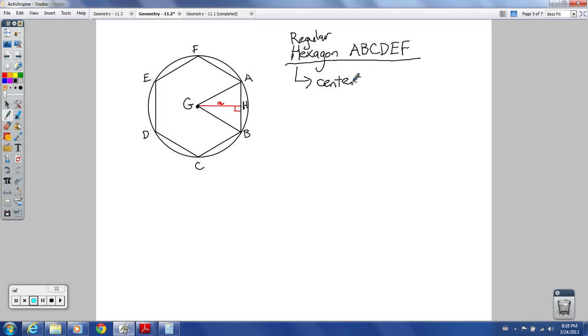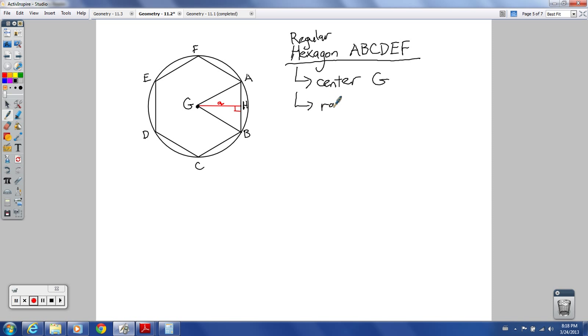It has to be regular to say there's a center to the polygon, the center to this hexagon in this case. The center point would be G, because it's the center of the circumscribed circle, or the inscribed hexagon. The circle goes around and touches all those points. It has that center point for the circle, so the polygon has the same center point.